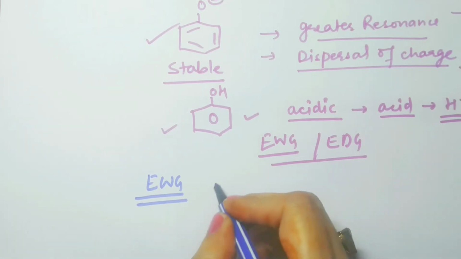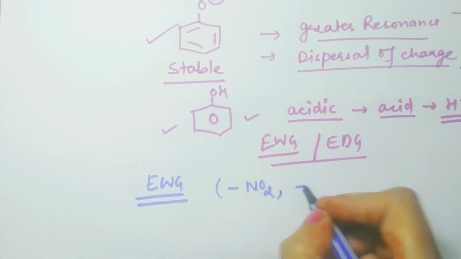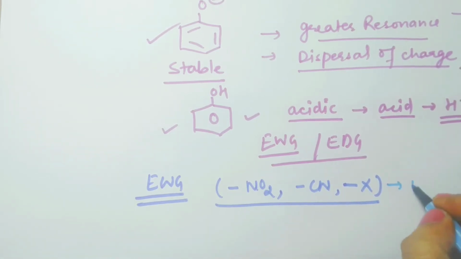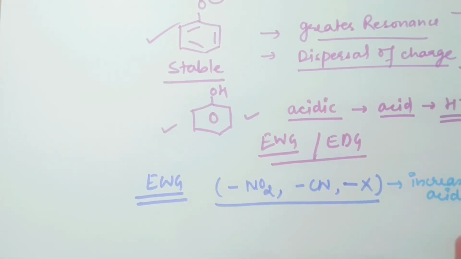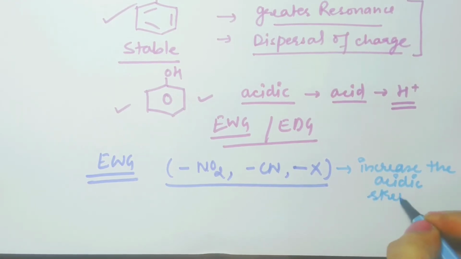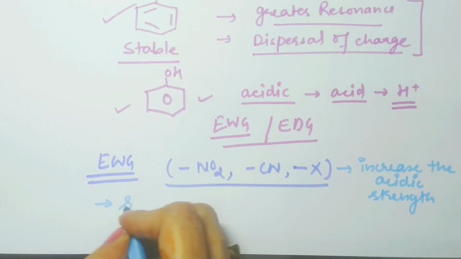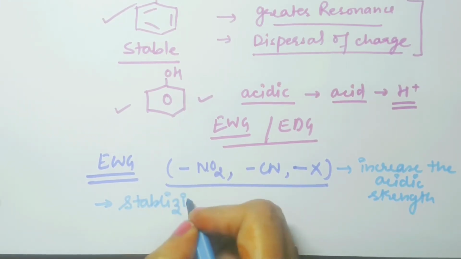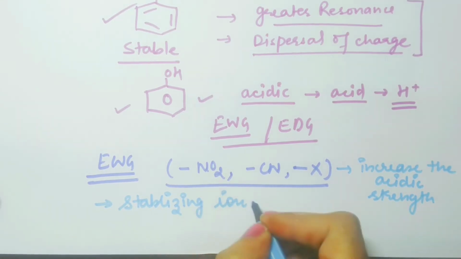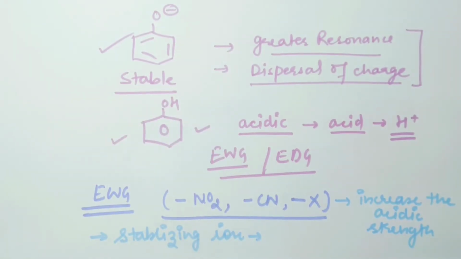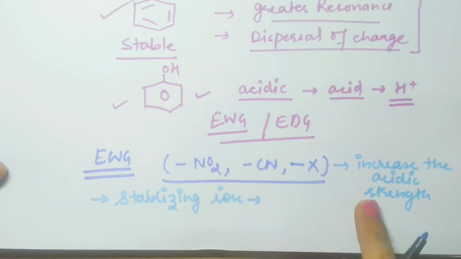Here we have some examples of that: nitro group, cyano and halide. These are the electron withdrawing groups. Electron withdrawing group increases the acidic strength. Why are they increasing the acidic strength? Because it is stabilizing the ion. Because it is stabilizing this phenoxide ion. This phenoxide ion is stabilized by electron withdrawing group. So this stability makes it more acidic.